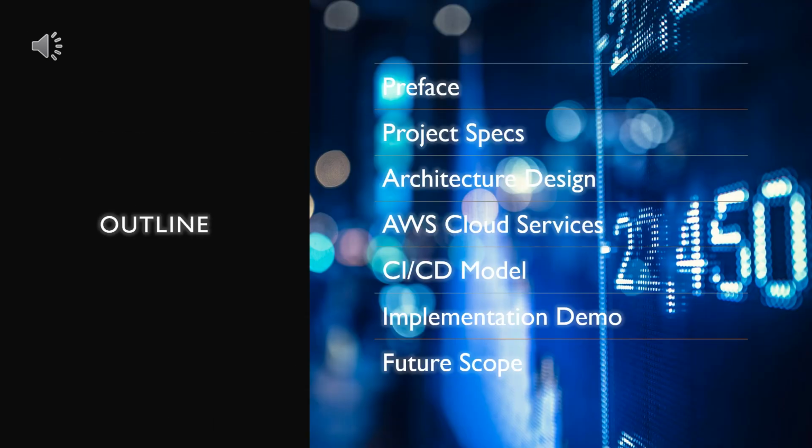This slide shows the outline of the presentation, which gives a preface of the project developed, project specifications involved, architectural design of web application, the cloud services provided by AWS that are utilized, continuous integration and continuous deployment model of the project, a demo of the deployed project and its future scopes.